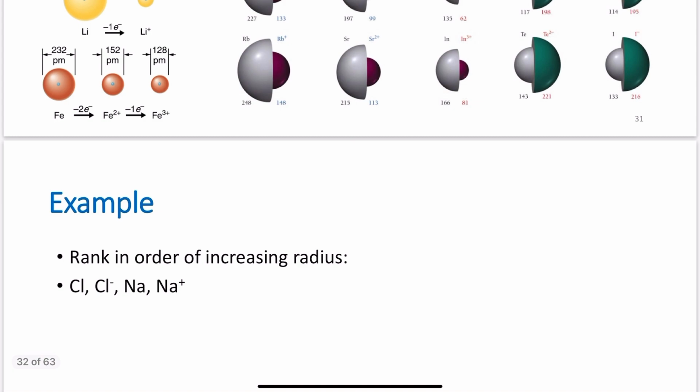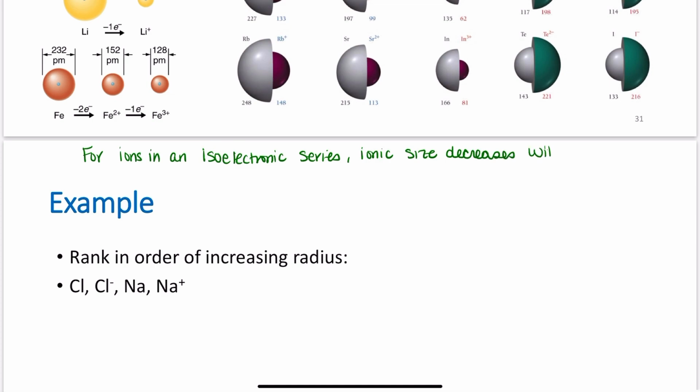And so this is written in my student notes, but not on the PowerPoint, so I'm going to write it here. For ions in an isoelectronic series, your ionic size decreases with increasing nuclear charge. What the heck does that even mean?